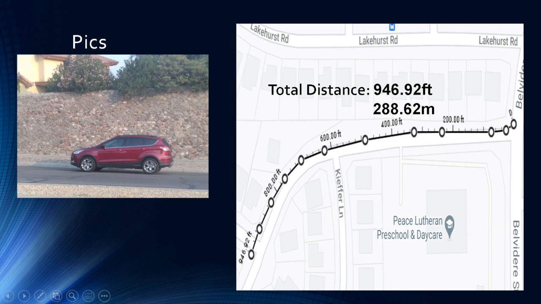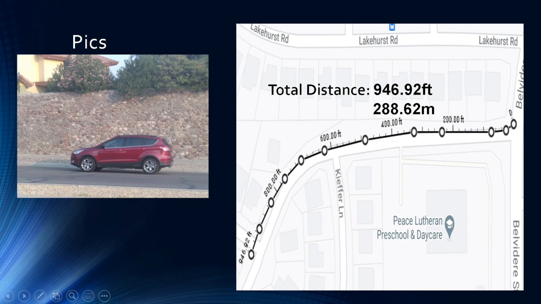So the starting point for the car was 946.92 feet. That was the starting point in which I started the timer. And the ending point at 0 feet, that's when I ended the timer. The total distance between that is 946.92 feet, or in meters, 288.62 meters.